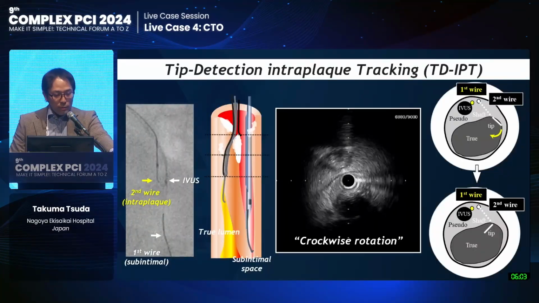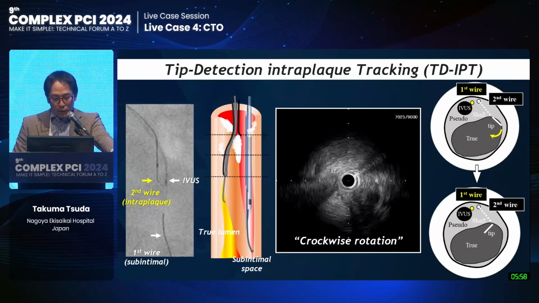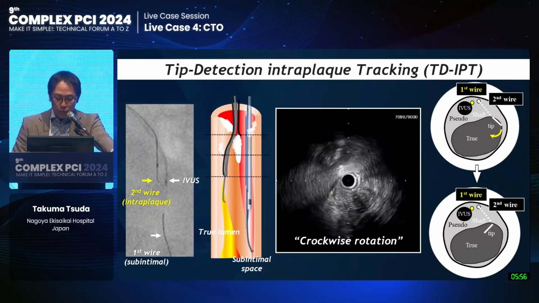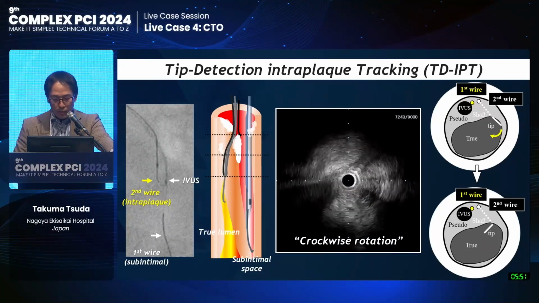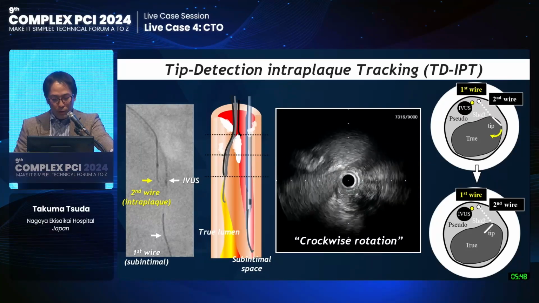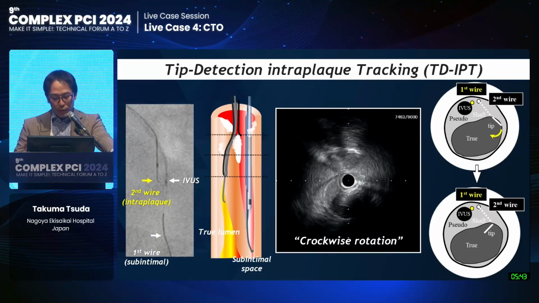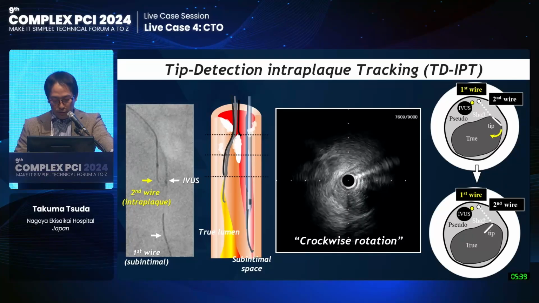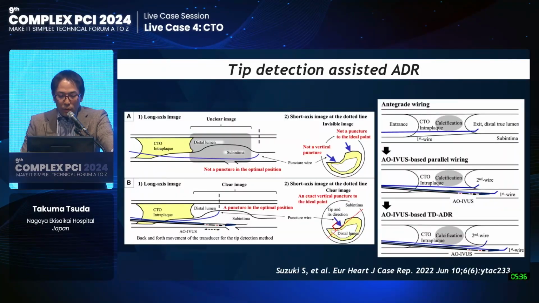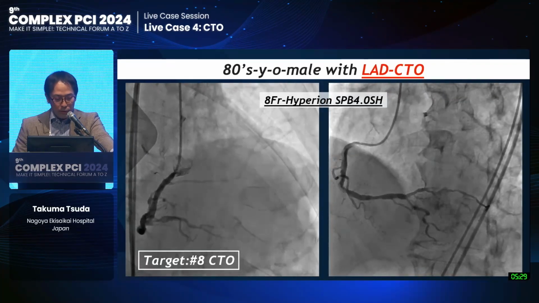So the tip detection is also used for intraplaque tracking. The IVUS clearly demonstrates that the target is around 5 o'clock in this case. So the tip was controlled to rotate a little more clockwise, and finally got into the target inside the plaque like this. So the tip detection is also applied for the ADR. It's called the tip detection ADR.